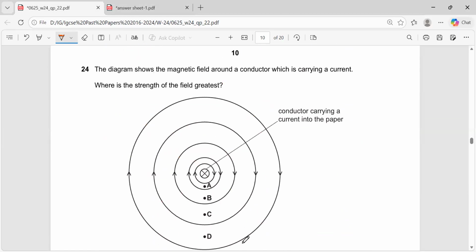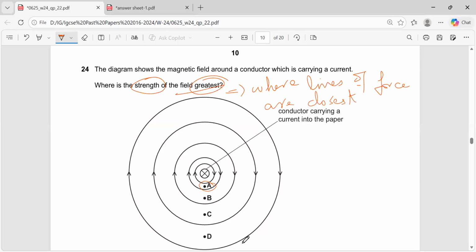Come to question 24. Now electricity started. The diagram shows the magnetic field around a conductor which is carrying a current. Chapter number 20, magnetic effects of the current. Where is the strength of the field greatest? We know one thing, strength of the field is greatest where lines of force are closest.